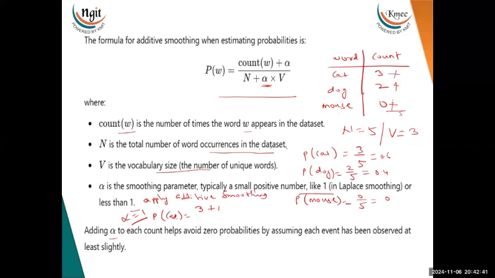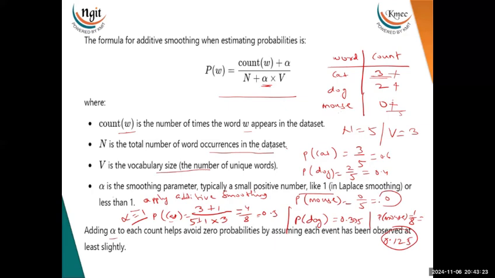What it becomes is, now I'm calculating the probability of cat, which is repeated or having count as 3. So 3 plus 1 by 5 plus 1 into 3, which equals 4 by 8. That is 0.5. Similarly, if you calculate for the probability of dog, the probability would be 0.375. And the probability of mouse, which is the core thing we are trying to talk about, since we added 1 to it, it becomes 1 by 8. The probability is 0.125. So this is the probability of the word mouse.